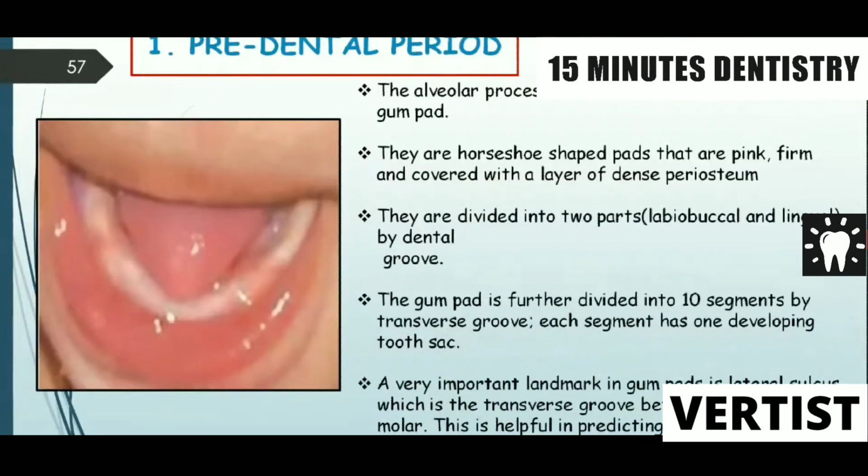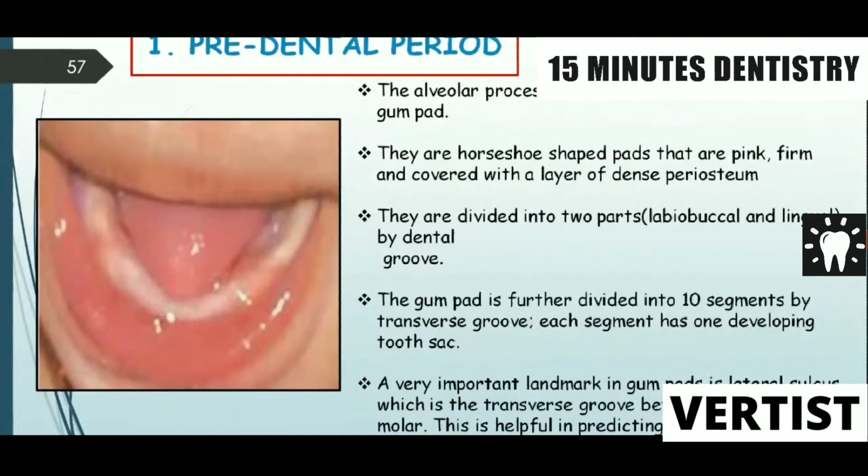In the prenatal period, you have what is called as gum pad. The alveolar process at the time of birth is called as a gum pad. They are horseshoe-shaped pads that are pink, firm and covered with a layer of dense periosteum. They are divided into 2 parts, labiobuccal and lingual by dental groove. The gum pad is further divided into 10 segments by transverse groove.